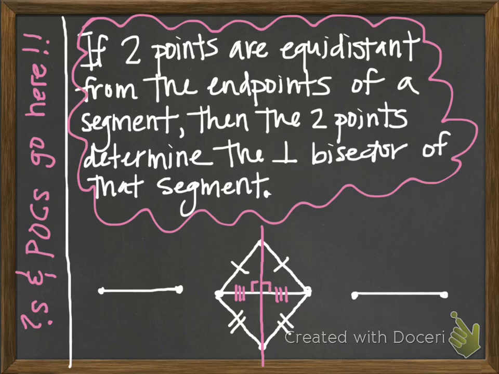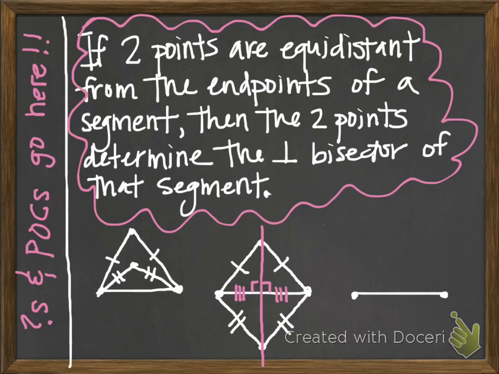Let's consider another scenario. So that's when 1 point is above the segment and 1 point is below the segment. Let's consider if they're both above the segment. Let's say one is up here and one is up here. The first point I just drew is equidistant from the endpoints. I can show that with my ticks. The second point that I drew is also equidistant from my endpoints. I could show that with 2 ticks.